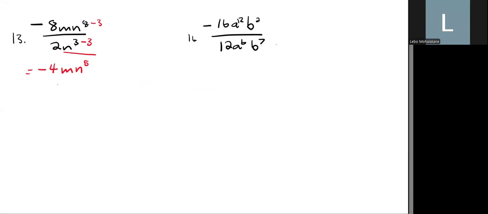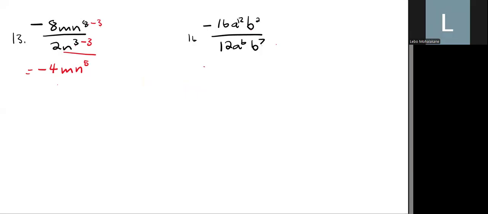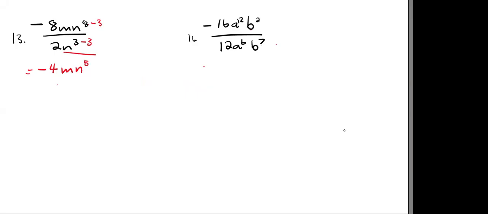Number 16. Now you have negative 16 divided by 12. As you can see, 12 cannot go into 16 without leaving a remainder. So I need to look at the highest common factor. The highest common factor there would be 4. 4 goes how many times into negative 16? It goes negative 4 times. I know in 16, 4 goes 4 times. Just keep the negative there. And then 4 goes 3 times into 12.